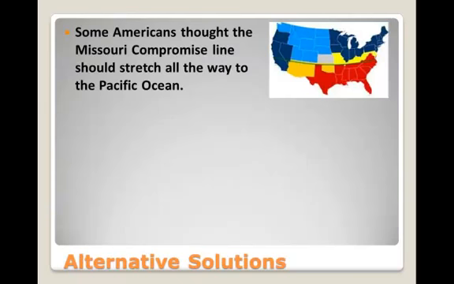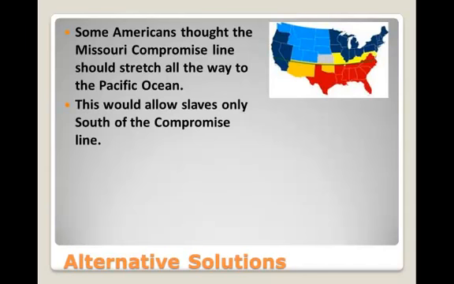Some Americans thought the Missouri Compromise line should stretch all the way to the Pacific Ocean. The problem with that is that it cut California in half. This would allow slaves only south of the Compromise line, which would mean that California could have slaves in the lower half but not in the upper half. This could be a problem.